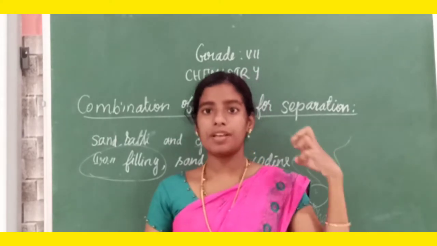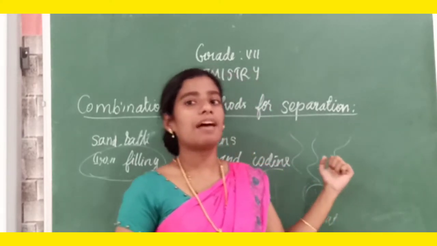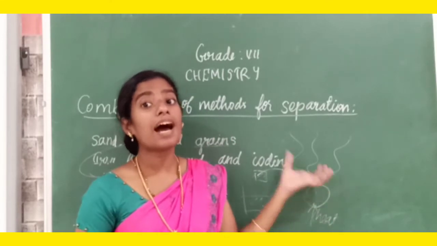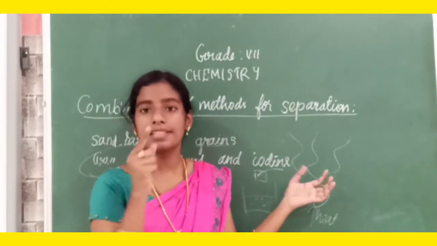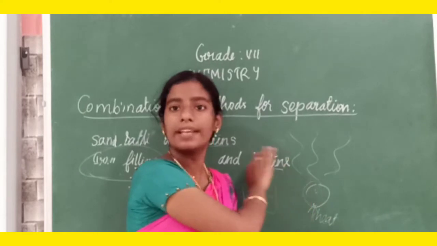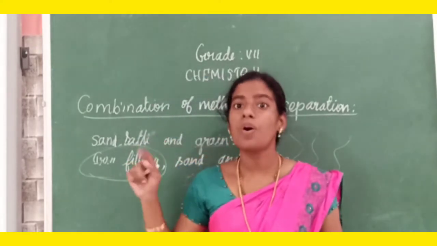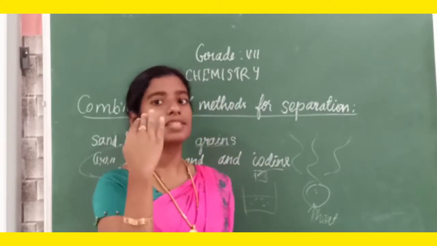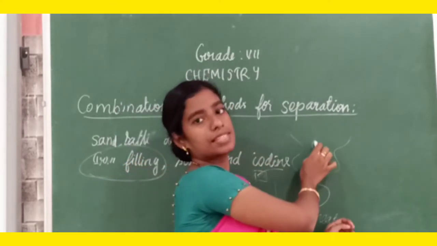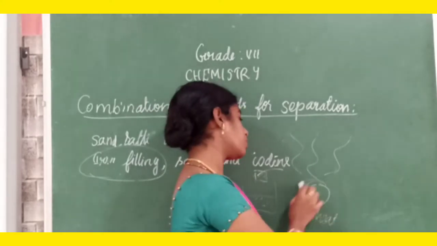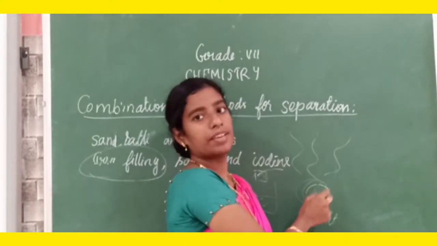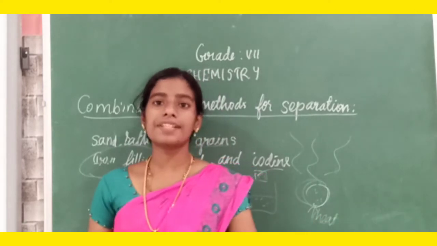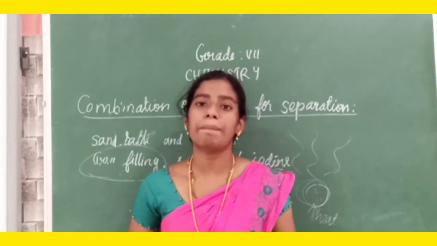Now what happens is, this sublimation will affect only the iodine present in the mixture. This heat cannot do anything to the sand. Only the iodine sublimes and starts vaporizing, and the sand remains here. So we can separate this mixture. Like this we can combine the separation methods.